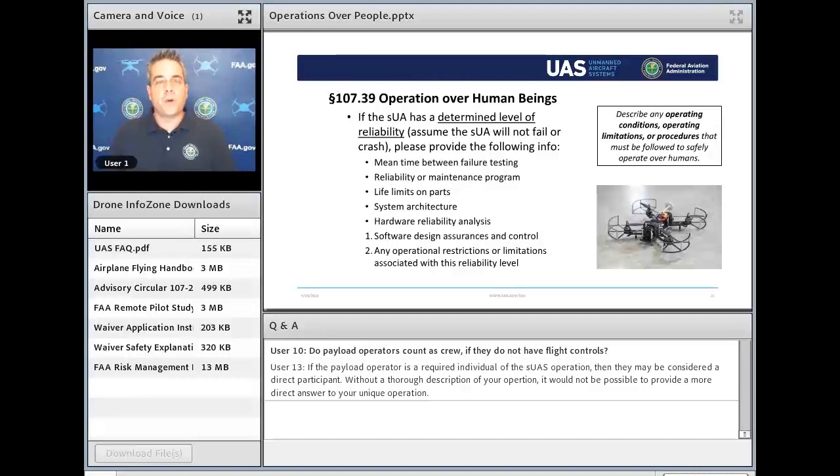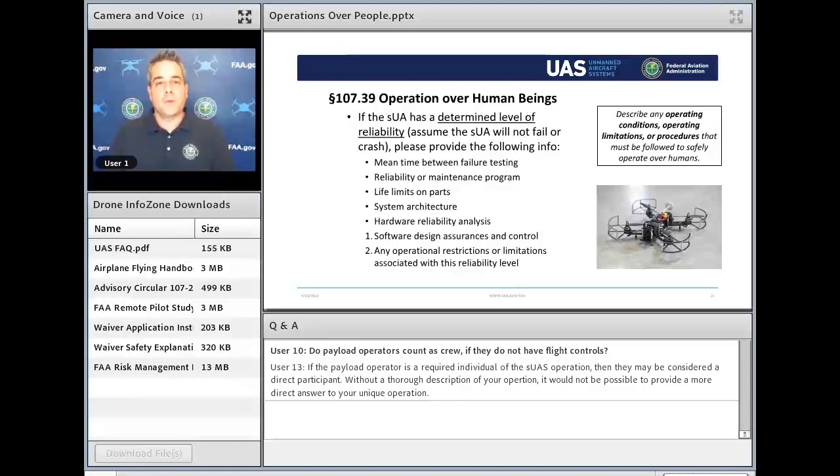Now, I mentioned this before about if you're not going to provide testing data for impact injury, we need to know how you've determined that your unmanned aircraft is not going to hit somebody. So we get into something that we reference in the waiver safety explanation guidelines as determined level of reliability. This is an assumption that your unmanned aircraft will not fail or crash.